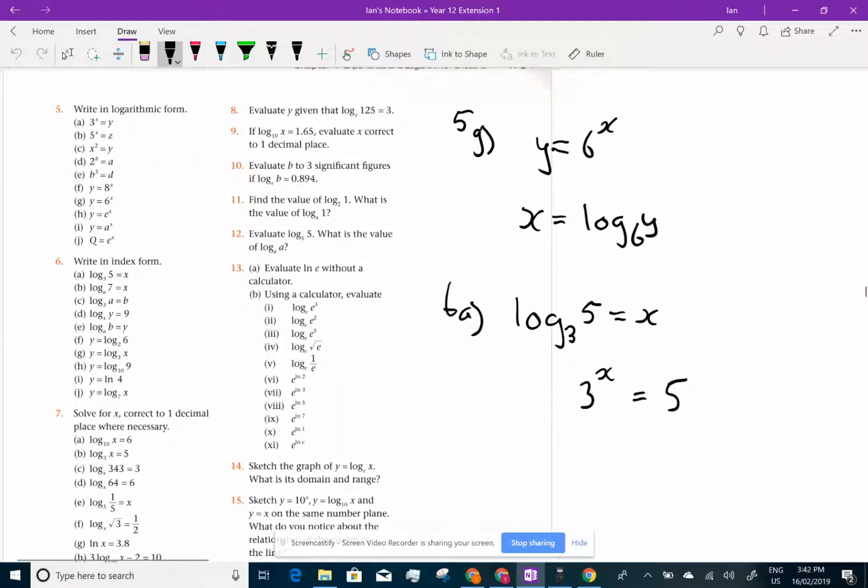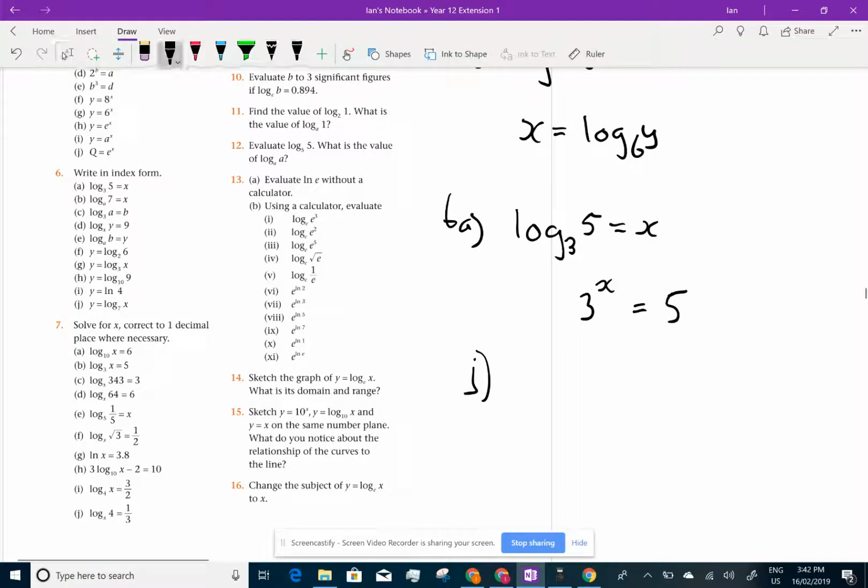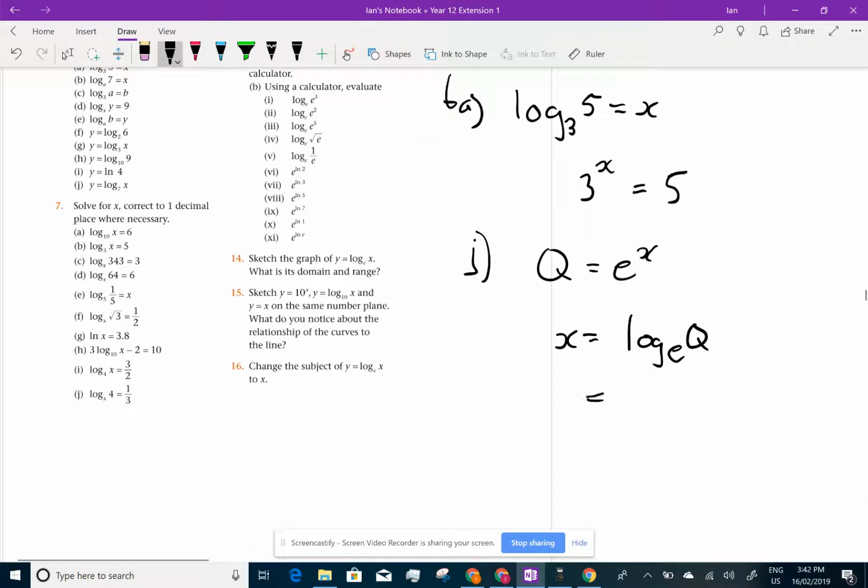What else we got? We'll do another one from 6. Let's do J because it actually comes up later on in exponential growth and decay. We've got Q equals e to the x. Well, that means x equals log to the base e of Q. And remember, log to the base e we write as a shorthand as ln. So if the answer's in the back of the book, we've got ln, you'll have to use that.